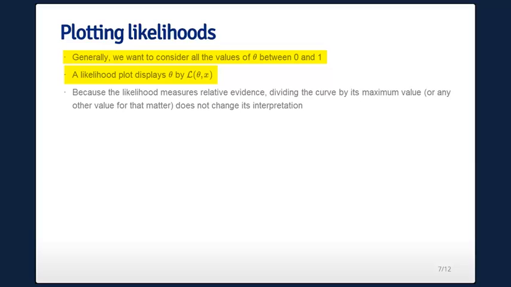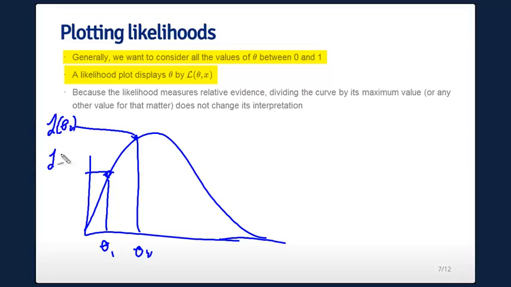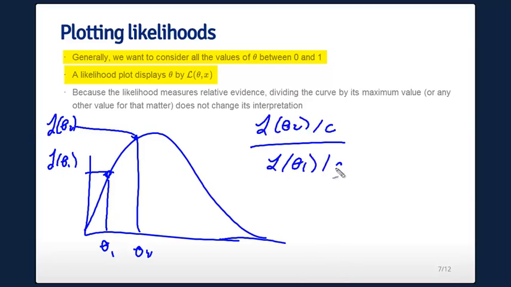But remember, likelihoods are relative values, right? So if you get a likelihood that looks like this, it only makes sense to compare theta 1 to theta 2, right? It only makes sense to compare the ratio of those heights. So L of theta 2 over L of theta 1. But notice if we divide the likelihood by a constant, then L of theta 2 over that constant divided by L of theta 1 divided by that constant is going to just be equal to the ratio. Okay?